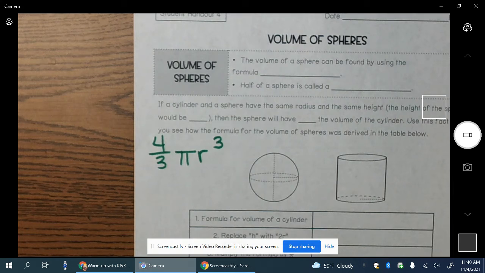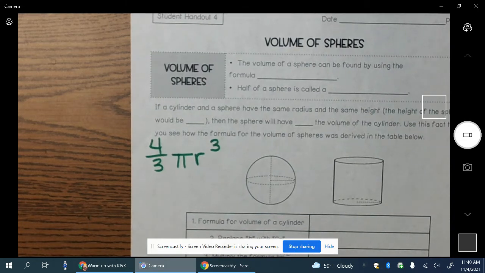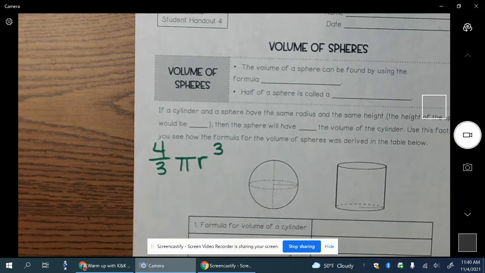Okay, so this is our last formula. Spheres. In the real world, where do you see spheres? Soccer ball, like at Target. A basketball, a soccer ball, a basketball, a golf ball. Okay? Football.